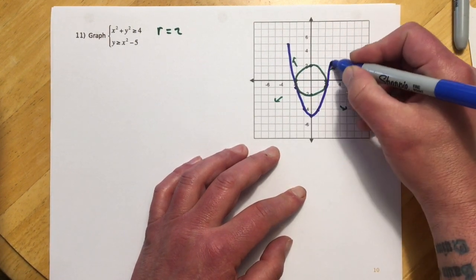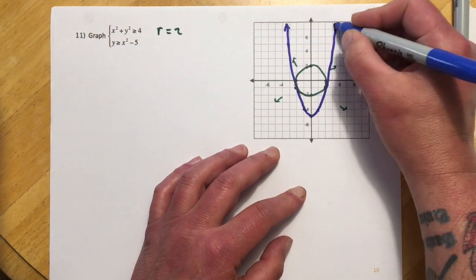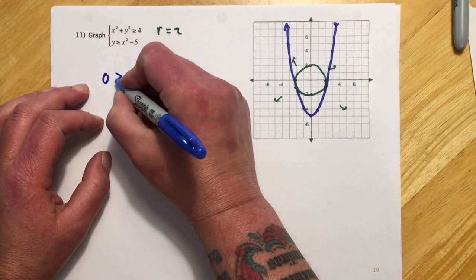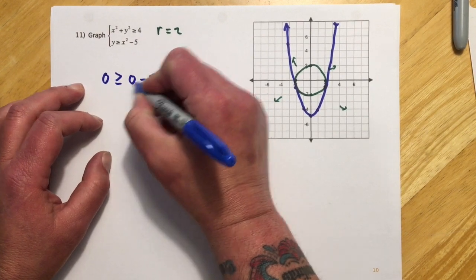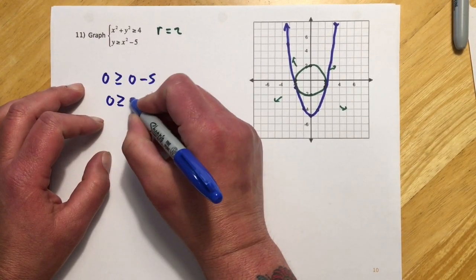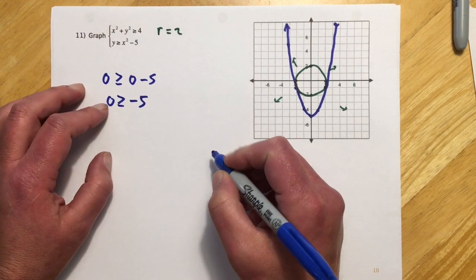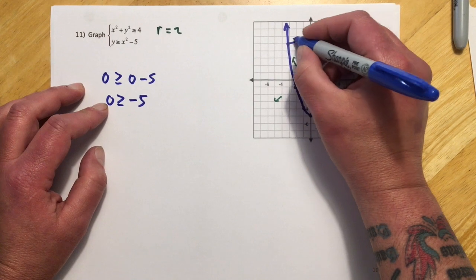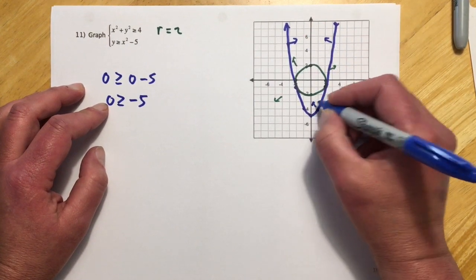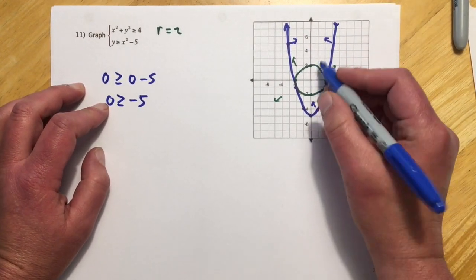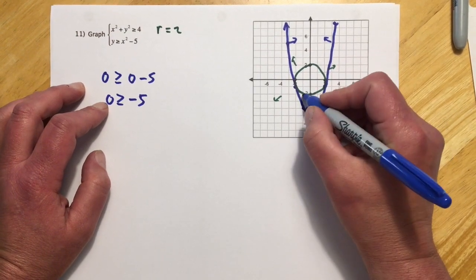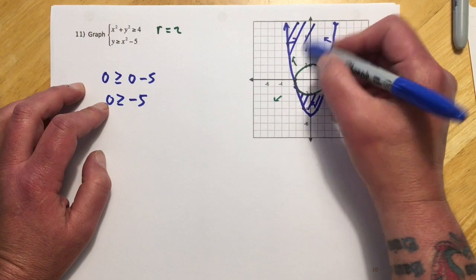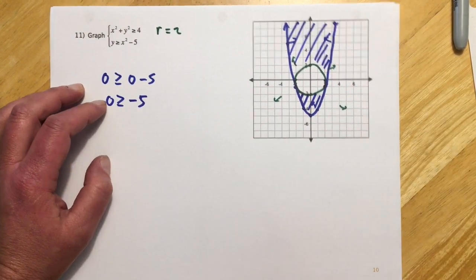Something like that. And this one, if I do 0 is greater than or equal to 0 minus 5, 0 is greater than or equal to negative 5. So the interior works. So the exterior of the circle works, and the interior of the parabola works. So that means basically I have to exclude the interior of the circle. So it's going to be kind of this area, and then all of that up there.